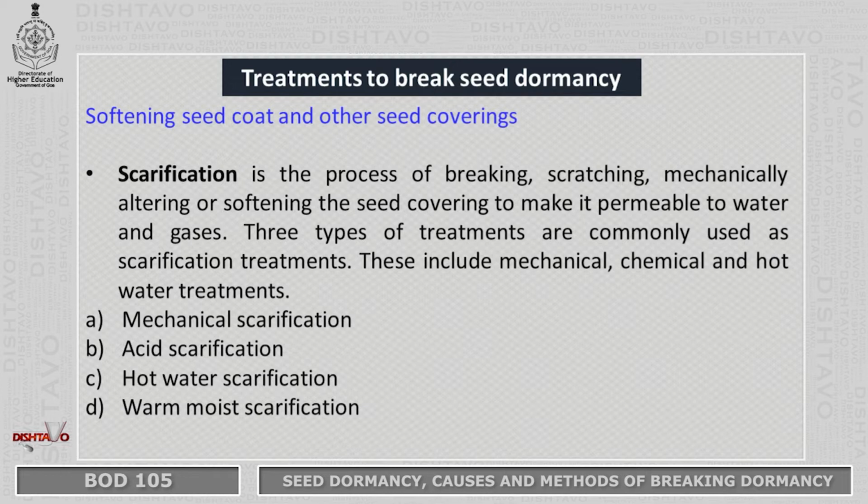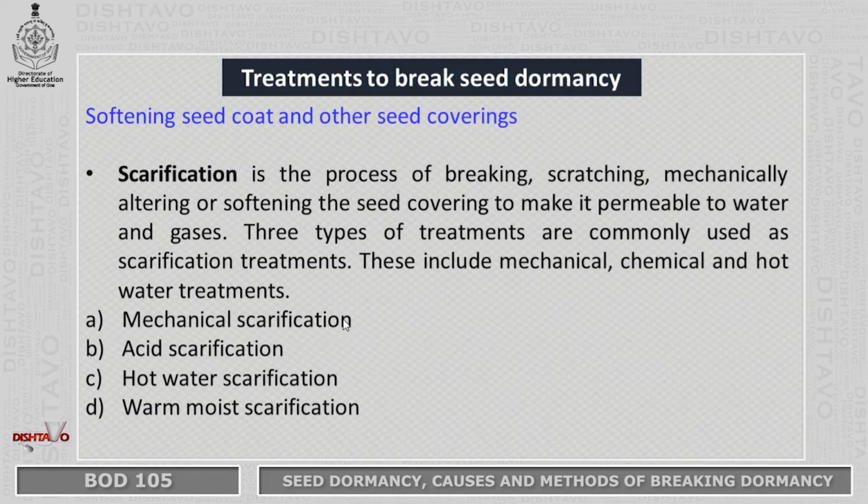And this can be achieved by scarification. Scarification is nothing but a process of breaking, scratching, mechanically altering or softening the seed covering, which makes it permeable to water and gases. Three types of treatments are commonly used for scarification, which include mechanical, chemical, and hot water treatments. Now let us look at each of these carefully.